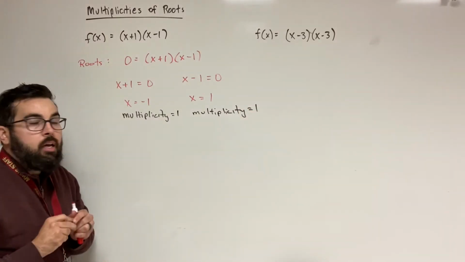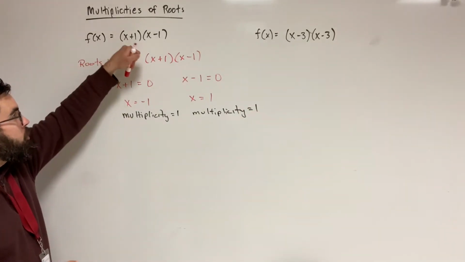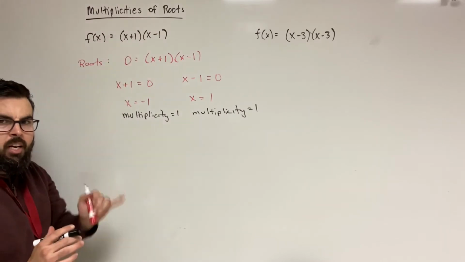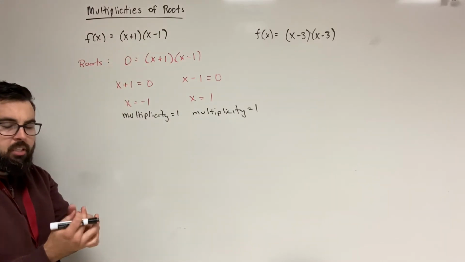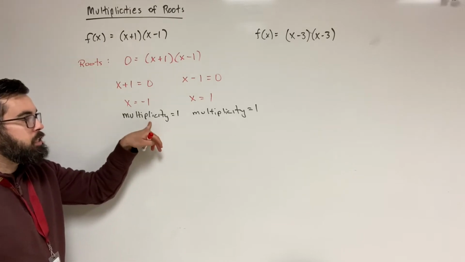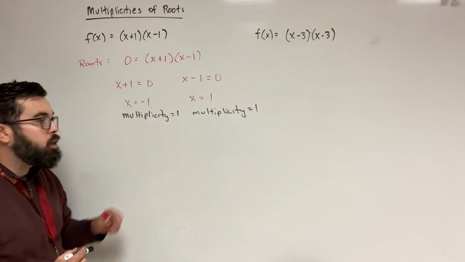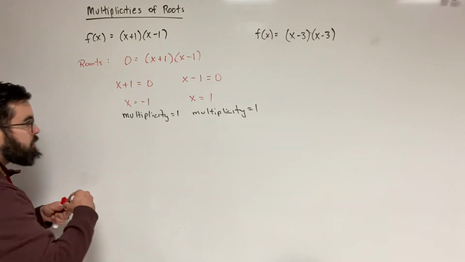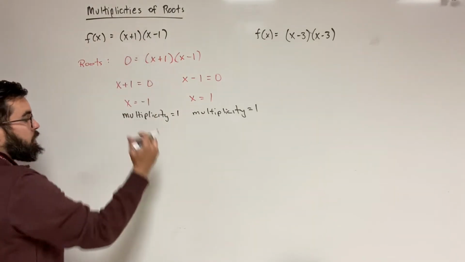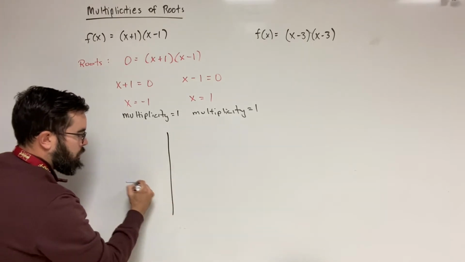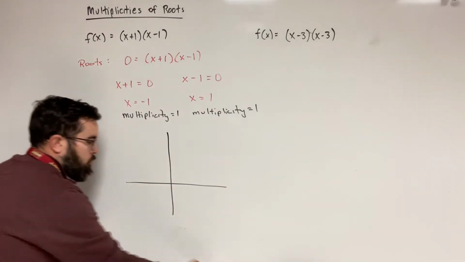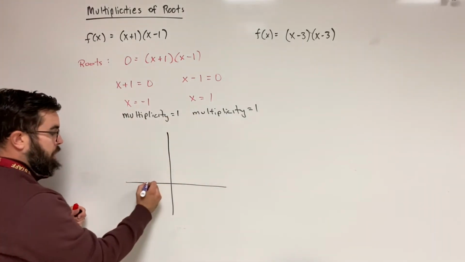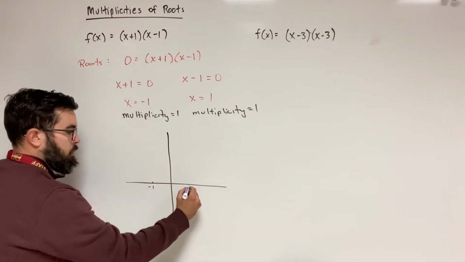All right, now, if I were to sketch this function, and this is really where multiplicity comes into play, because the multiplicity tells us the behavior of the graph around these roots or around these x-intercepts. So let's take a look at what the graph of x plus 1 times x minus 1 would be. All right, well, we know it has x-intercepts at -1 and 1.